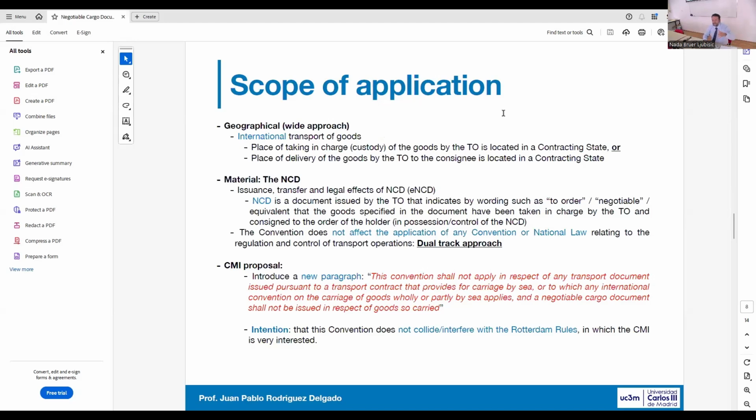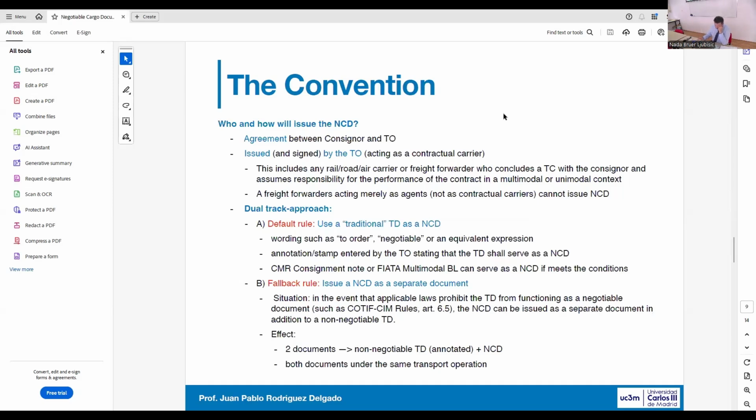Very quickly, the scope of application is for international transportations between a contracting state of origin and a contracting state of destination. The material scope is the negotiable cargo document, etc. I'm not going to go into the detail. An important thing is who will issue the negotiable cargo document, and how. Well, the convention requires an agreement between the consignor and the transport operator. The transport operator is the contractual carrier, not the actual carrier. The negotiable cargo document is issued and signed by the transport operator.